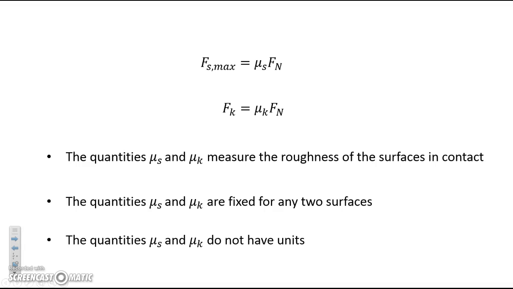The last thing is that they don't have any units. If we ignore mu for just a second, the left side has units of newtons. The right side also has units of newtons. So mu cannot have any units, or else it would interfere with the equality of newtons equaling newtons.